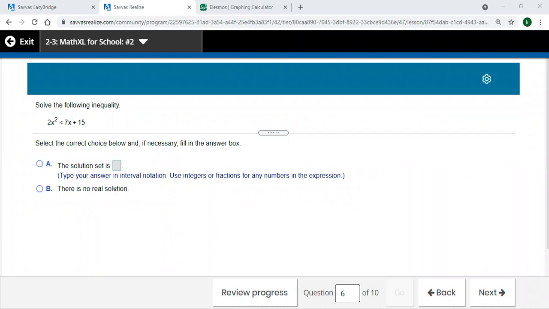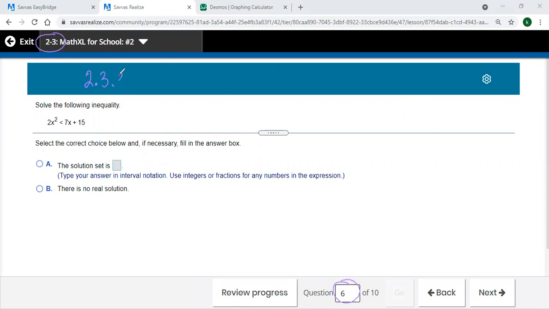Hey everybody, again, we're still working on quadratics here. Hope everybody's having a good day. We're in lesson 2-3. Over halfway through this one while we're working on it.